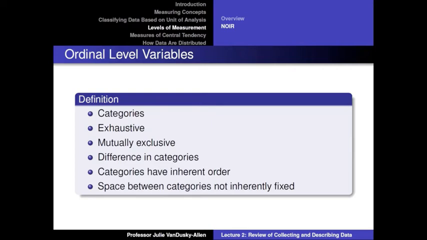Ordinal level variables also divide the subjects or observations in your variable into different categories. The categories are exhaustive, meaning that you included all possible categories. The categories are also mutually exclusive, meaning that you can only place a subject or observation in your data set into one of the categories. In addition, there is inherent order with an ordinal level variable.